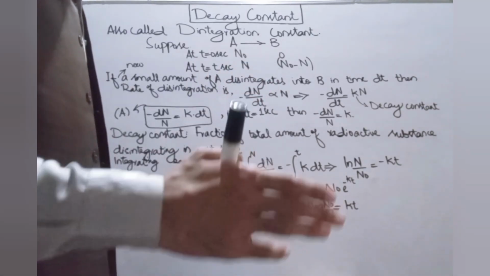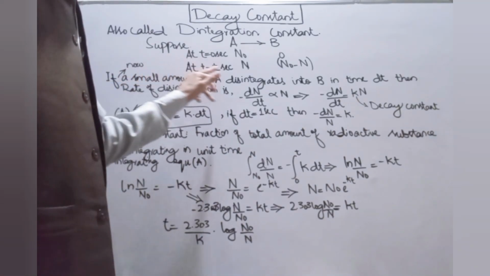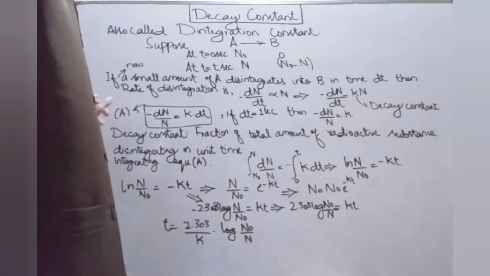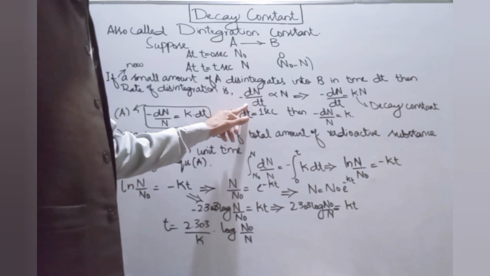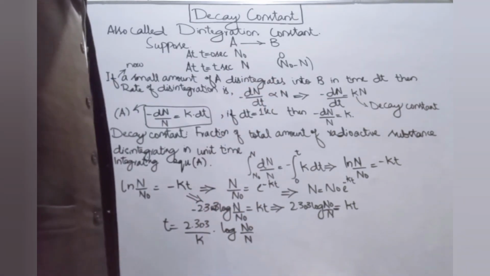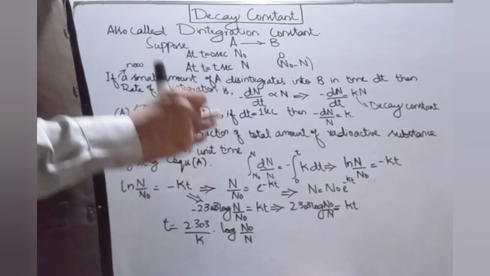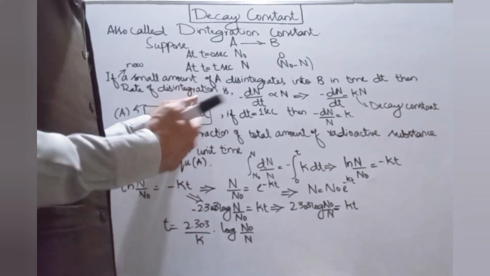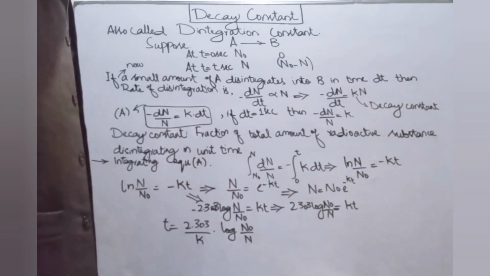If a small amount of A disintegrates into B in the time dt, then the rate of disintegration, minus dn over dt, is directly proportional to n. You people have studied kinetics, and in the context of kinetics, the rate of reaction is directly proportional to the amount of substance or the number of atoms of the substance.